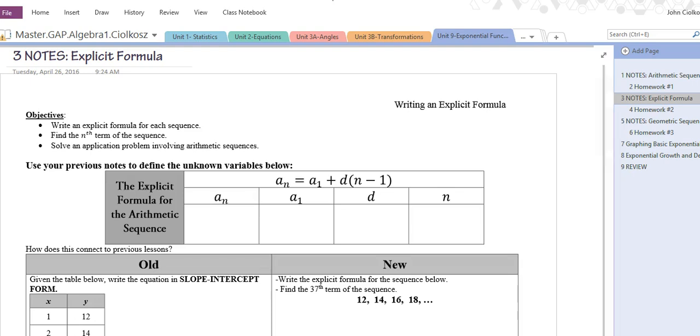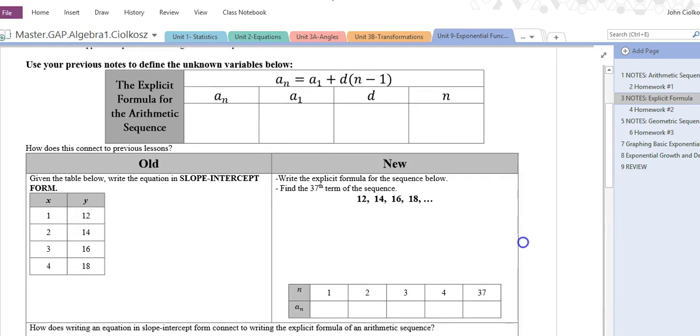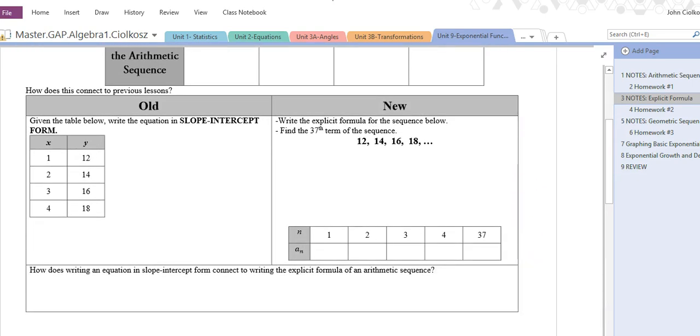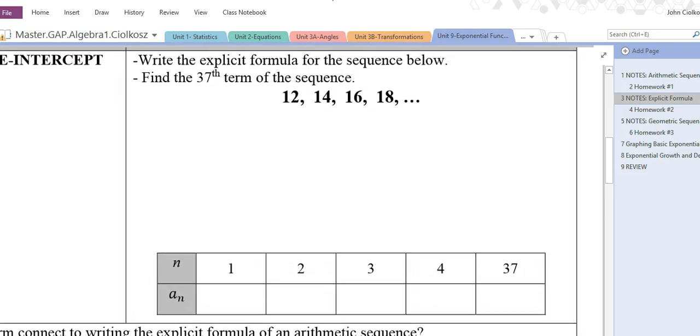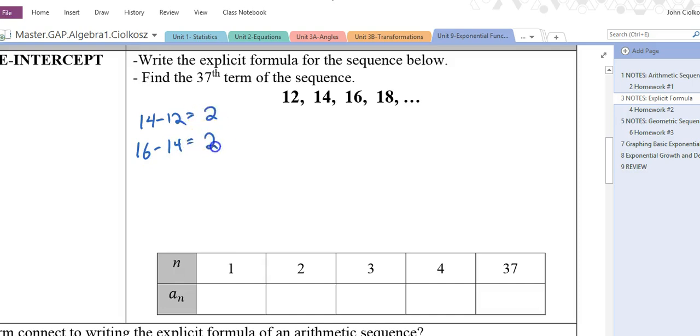Alright, so again, kind of a review, that's what our formula looks like, which we just talked about. We're going to skip the old way for right now. I'm just going to focus on the new way. So, write the explicit formula for the sequence below. Find the 37th term. To find it, first we have to find D. The way to do that is, again, second minus first, and third minus second. So this is checking to see if it is arithmetic. This gives me 2, this gives me 2. Since I have that common difference, it's the same each time, this is indeed arithmetic, and D is equal to 2.